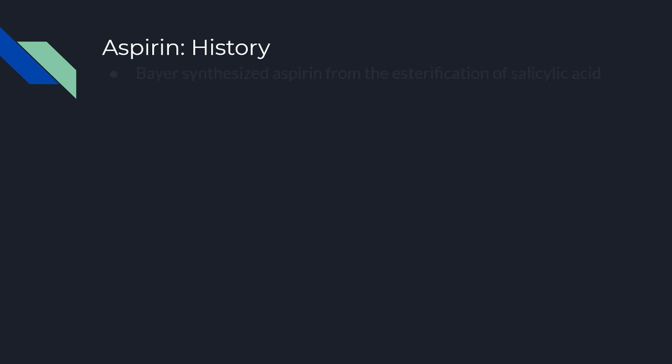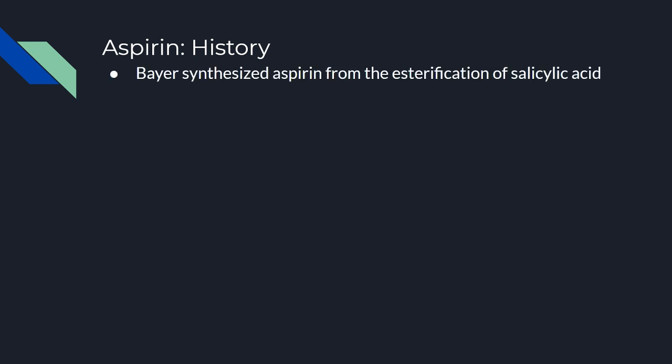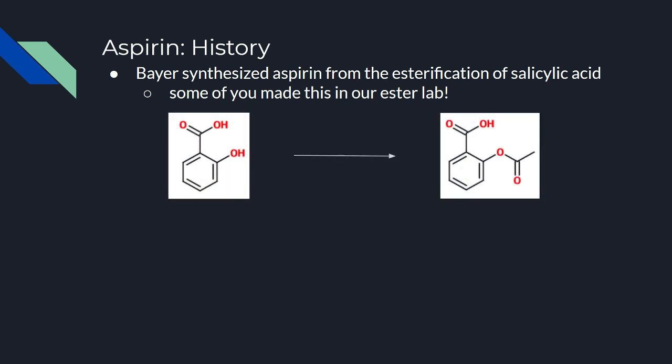Let's look at the history of aspirin. So Bayer, I'm sure you know different brands of painkillers, maybe Tylenol, but Bayer is the originator. It was the one who kind of invented it or made it for the first time. So they synthesized aspirin from the esterification of salicylic acid. That esterification of salicylic acid should sound very familiar, and it's because some of you made this in our ester lab, depending on which alcohols and carboxylic acid you chose.